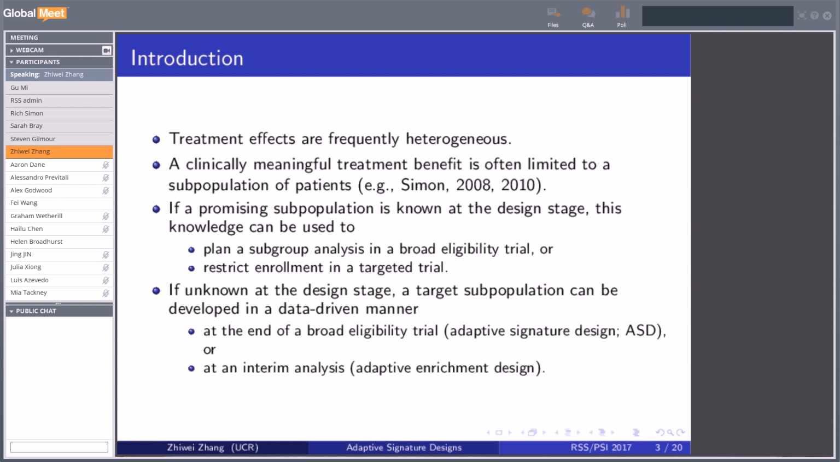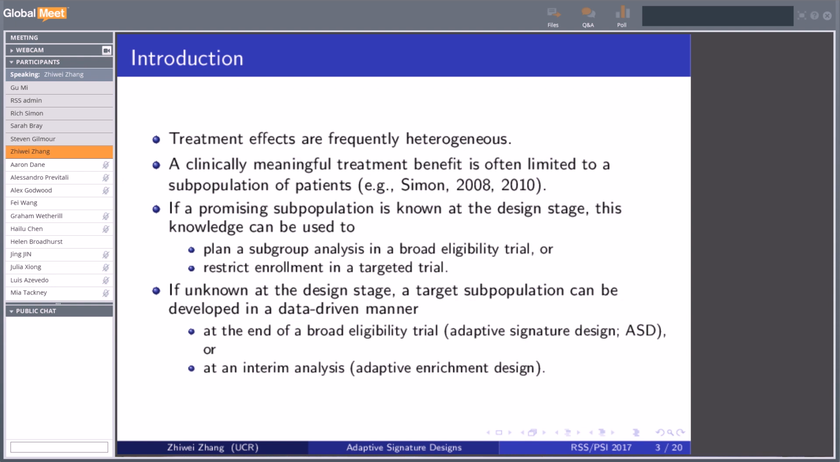So on slide number 3, it is well recognized by now that treatment effects can be heterogeneous. That is, the same treatment can have different effects on different patients. Sometimes a clinically meaningful treatment benefit is only available to a subpopulation of patients. There are different ways to incorporate this consideration into the design of a confirmatory clinical trial.